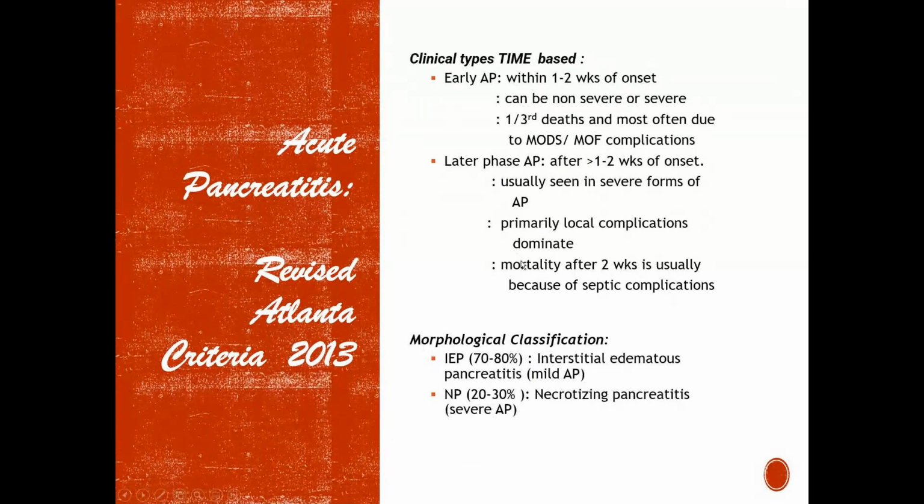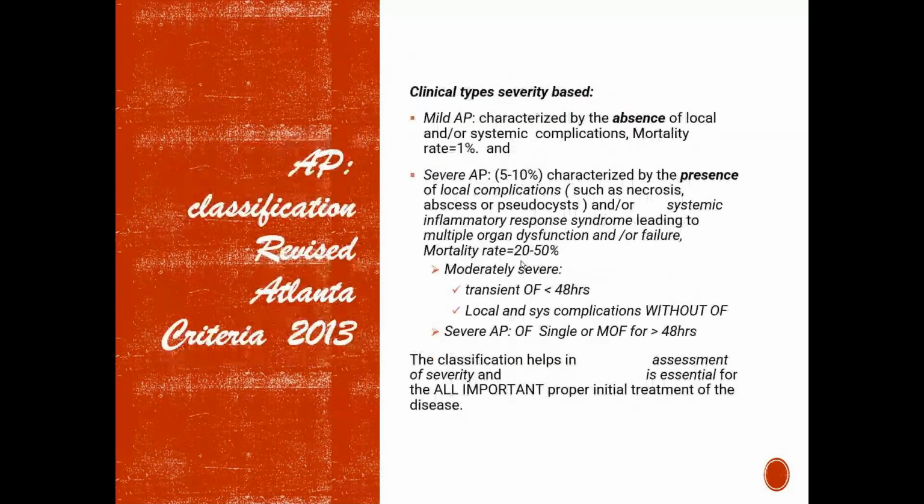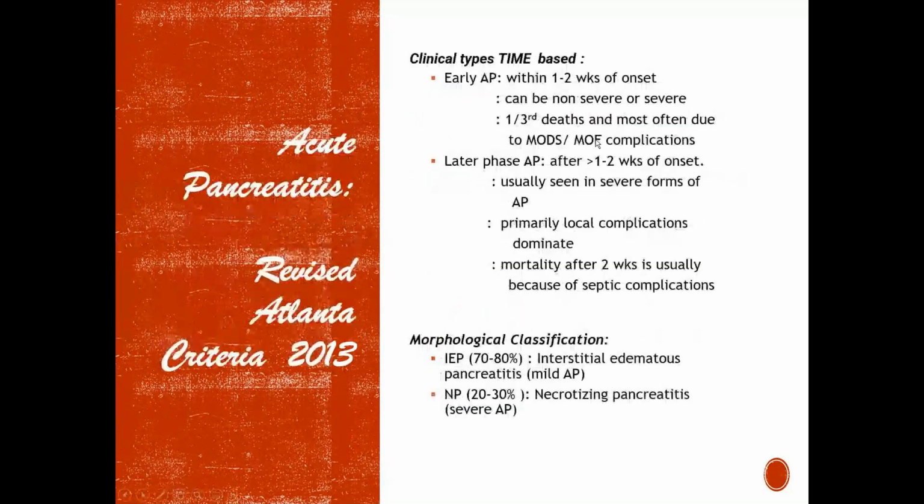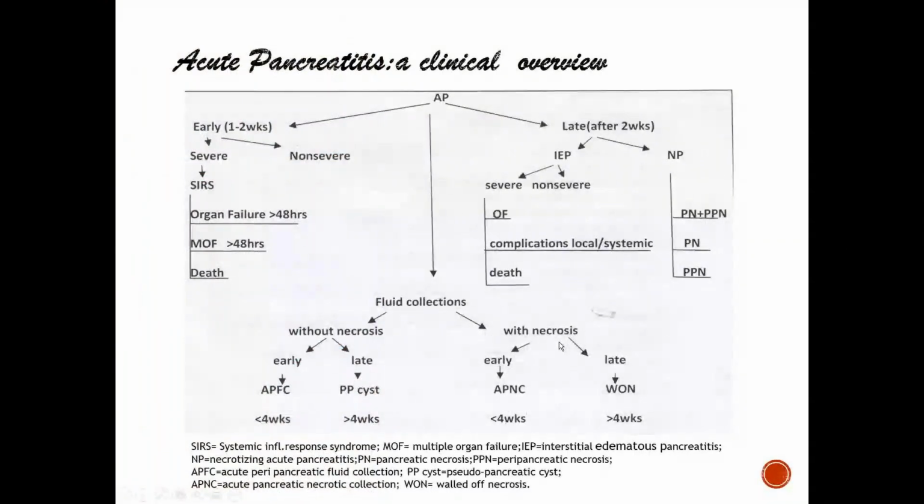So now you see, Atlanta has done three things. It has classified clinically as severity based, clinically time based, and morphological classification. Now, this is a very, very important figure, and you should see this overview. If you remember this overview, you will remember your acute pancreatitis. You need, at least you'll remember the important things of acute pancreatitis. You don't need to go into the details, right?